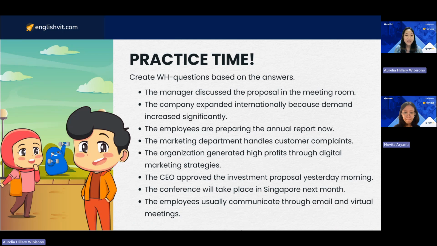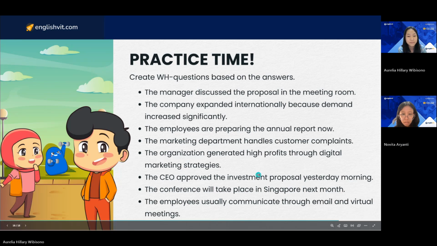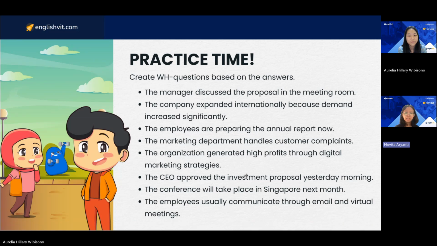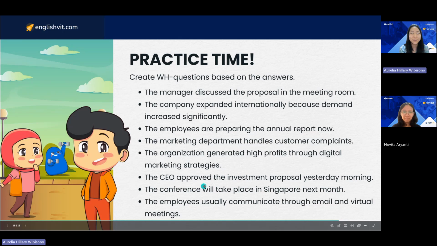That's correct. Okay. And then number five, the organization generated high profits through digital marketing strategies. How did the organization generate high profits? And yeah, that would refer to the digital marketing strategies. And another question that we can make from this sentence is, what did the organization generate through digital marketing strategies? Okay, but that sounds a little bit weird, but that's fine.